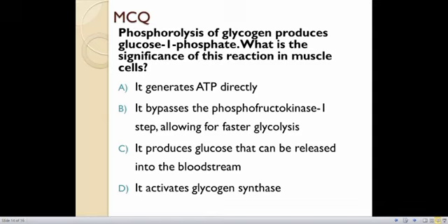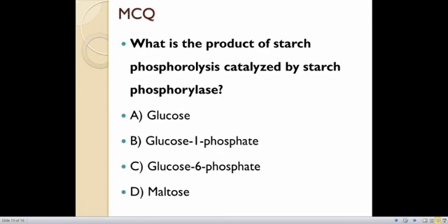Option A, it generates ATP directly. Option B, it bypasses the phosphofructokinase one step, allowing for faster glycolysis. Option C, it produces glucose that can be released into the bloodstream. Option D, it activates glycogen synthase. Now you should answer these MCQs in comment box.